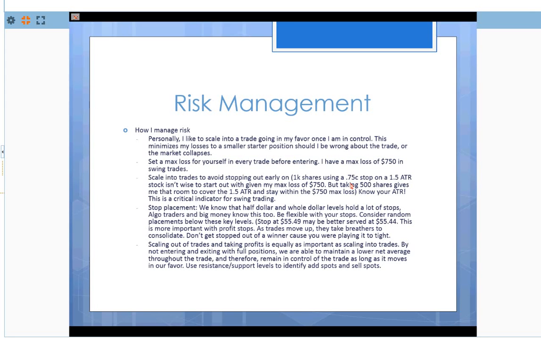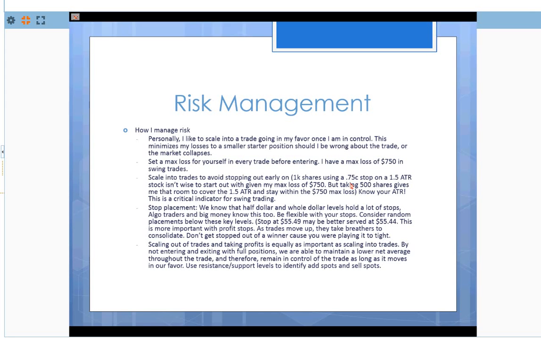Market makers, the algo traders, the institutions, they swoop down, they force you out of the trade, they grab your shares so they could profit on the move to the upside. So be smart about where you put your stops, and you have to be flexible with them. More random placement of stops is probably always a better idea. Instead of putting a stop under a $0.50 at 55.49 or 55.50, you might be better served with a stop at say 55.44 or 55.43.